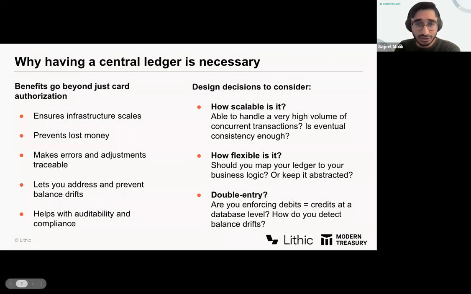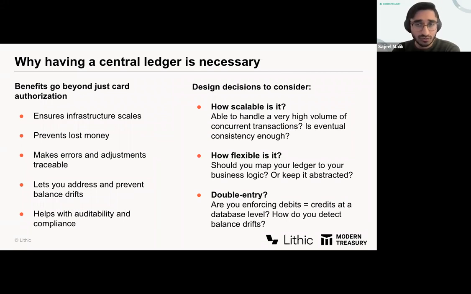But a ledger's benefits extend beyond just card-oriented use cases. Primarily, it ensures that you can scale your business effectively. Having a central, independent source of truth is important because at the end of the day, every company needs a reliable foundation to track money movement data. And it's important to make that crucial decision early. And once you have built that foundation, you can be confident that you'll prevent money from being, quote unquote, lost or untracked. All transactions between all accounts will be hopefully accounted for.